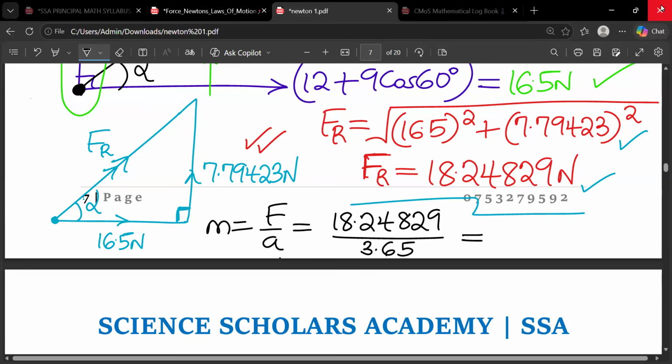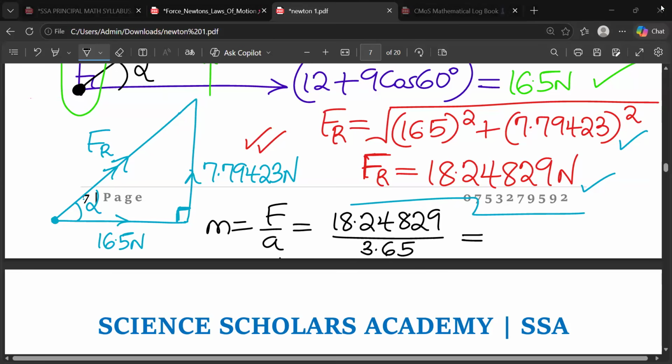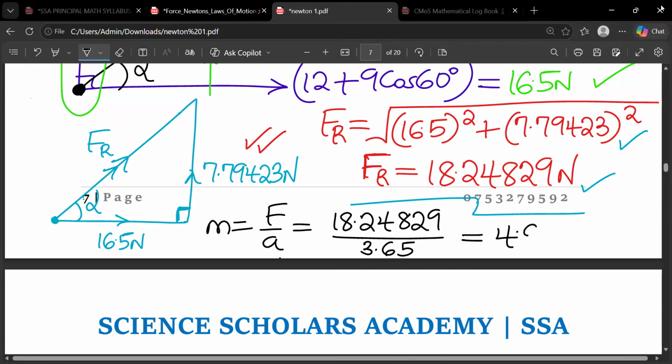So what is the answer you're getting? Final answer, divide very fast. For me, I know it already. I just want to check if people really calculate. There are those who wait for people's answers and then they just copy. So it is 4.99953. Of course, kilograms. Yeah, that is it.